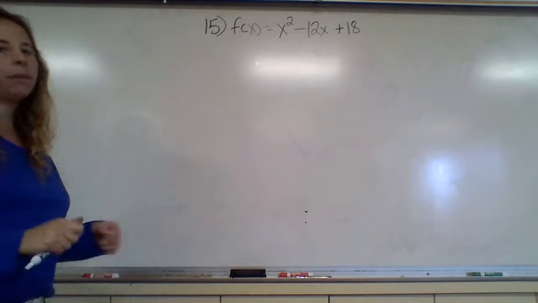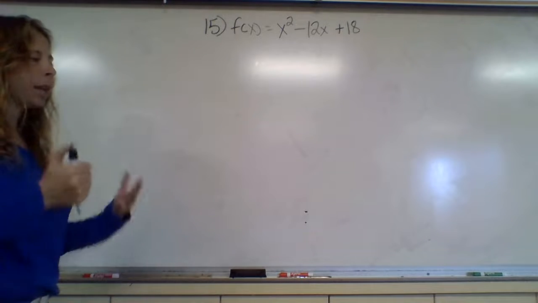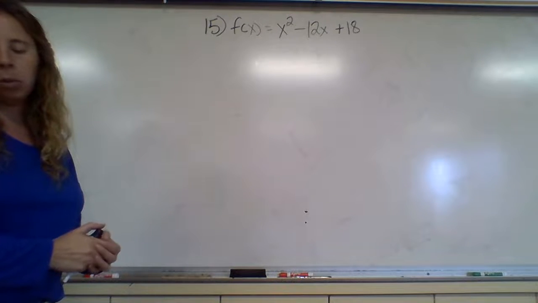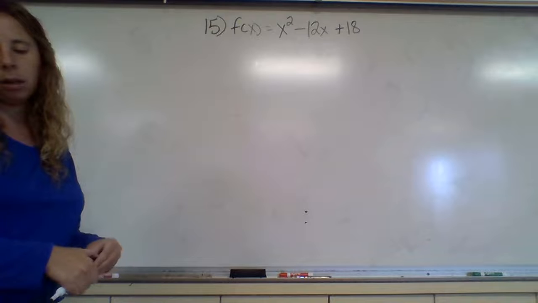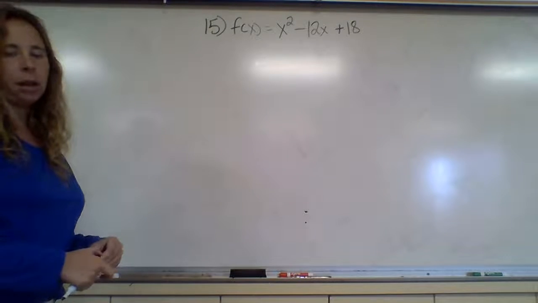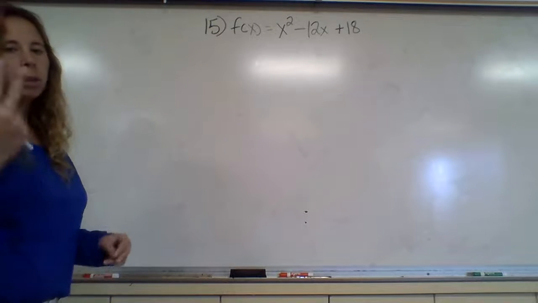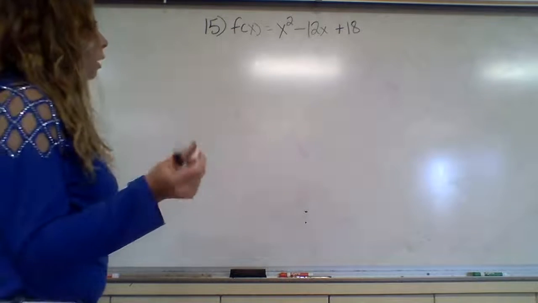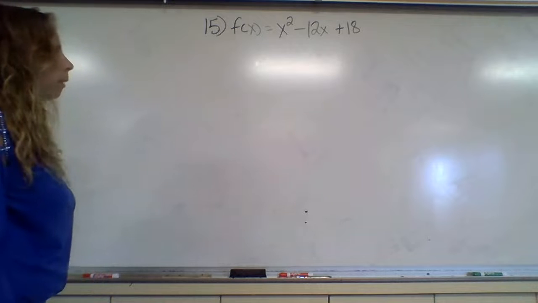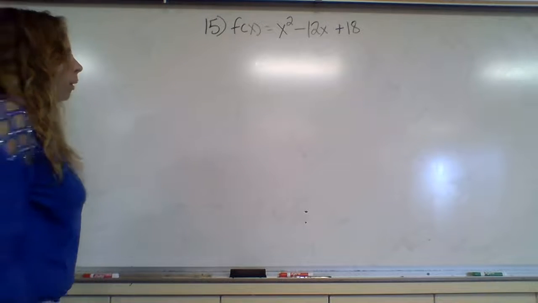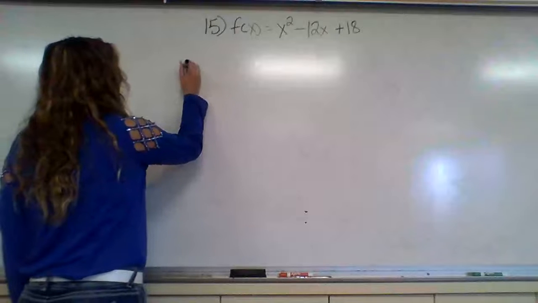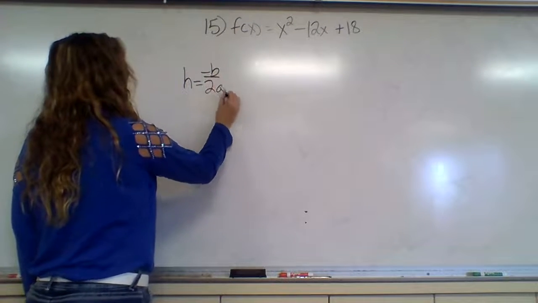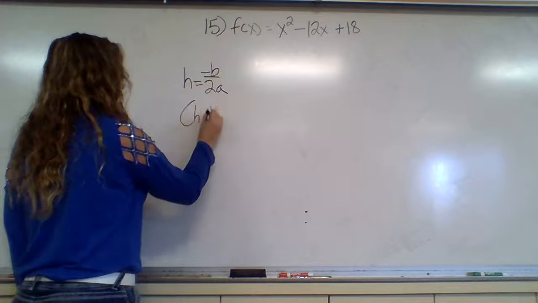Same thing. Find the minimum value. So find the vertex, whatever k is, that's your minimum. So this time they give you standard form. 2 ways you can do it. You could complete the square to turn it into vertex form, or you can use this formula, h equals negative b over 2a. Your vertex is (h, k).